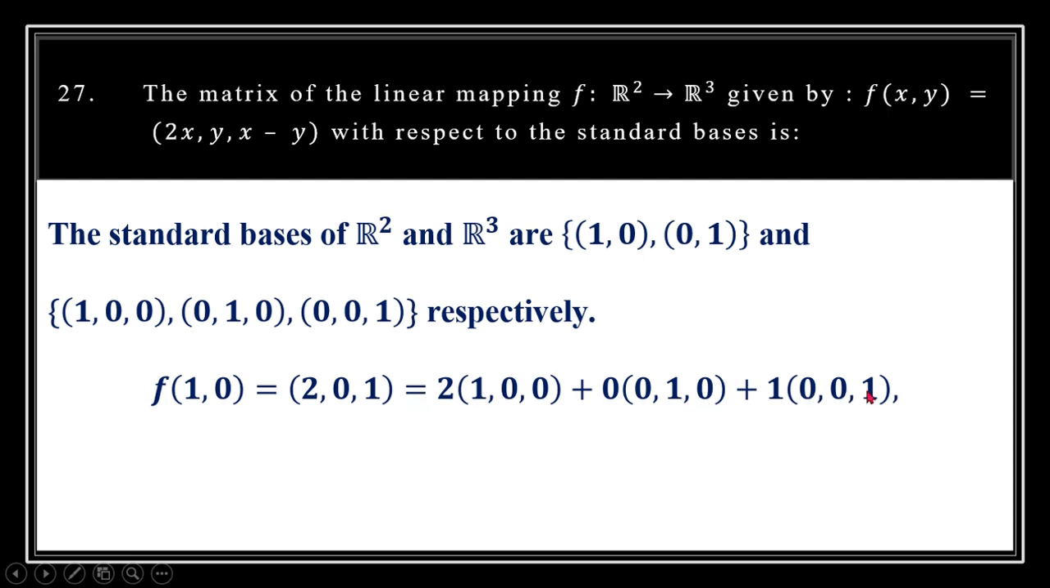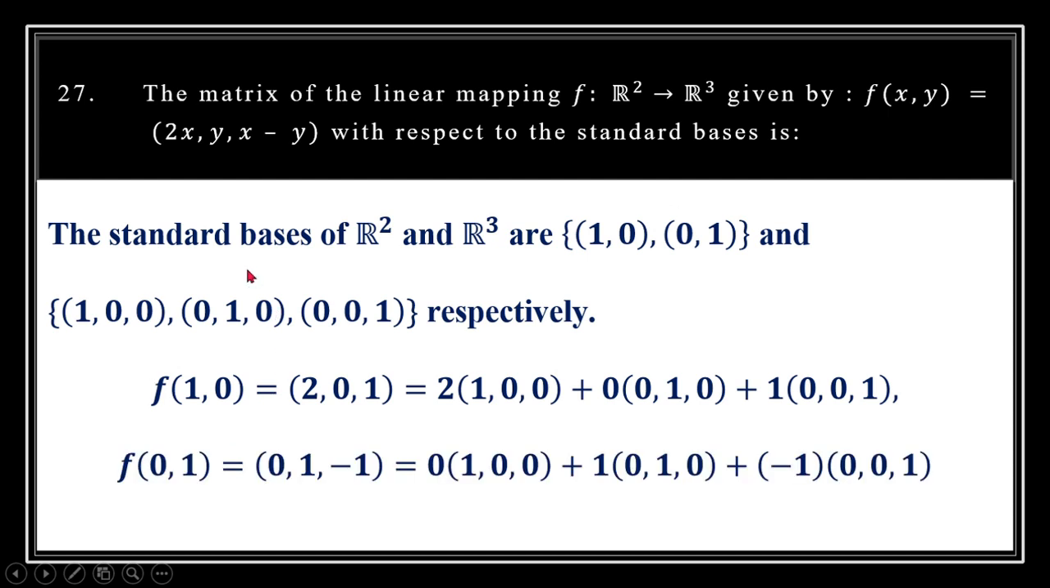Similarly, the image of the second standard basis vector of R2 under this function f is f of (0, 1) equal to, we have to substitute x equal to 0, y equal to 1, so it will be (0, 1, 0 minus 1), which is minus 1, so (0, 1, minus 1). It can be expressed as the linear combination of these standard basis vectors of R3 as 0 times (1, 0, 0) plus 1 times (0, 1, 0) plus minus 1 times (0, 0, 1).